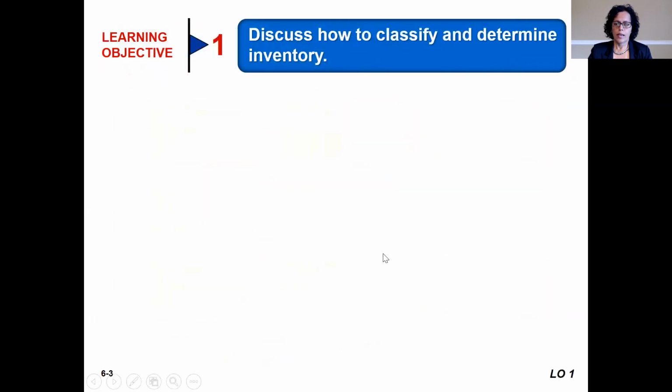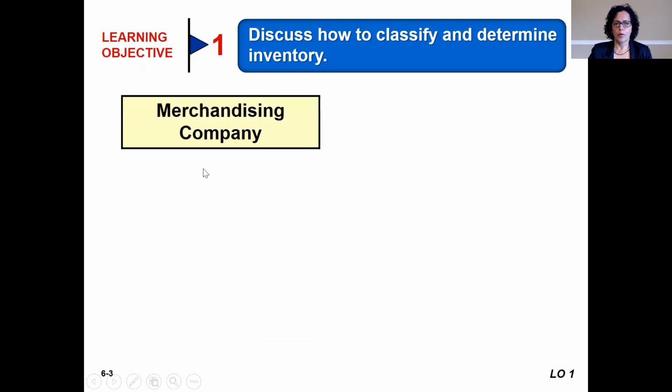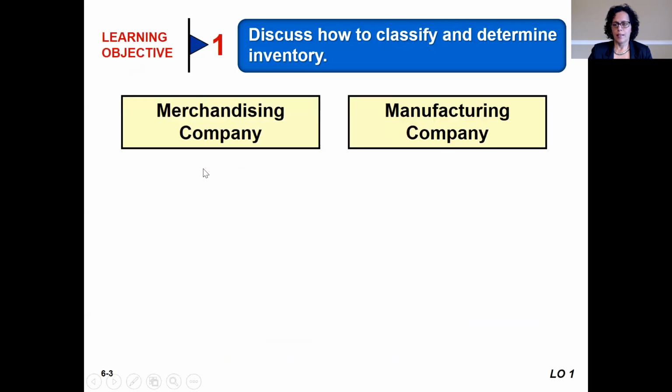So let's start with what is inventory and how it is reported in the financial statements. Your business could be one of three types. It could be a service business, a retail or merchandising business, or a manufacturing business. In this chapter, we talk about only the merchandising business and the manufacturing business. A service business does not have any inventory, therefore we don't talk about that over here.